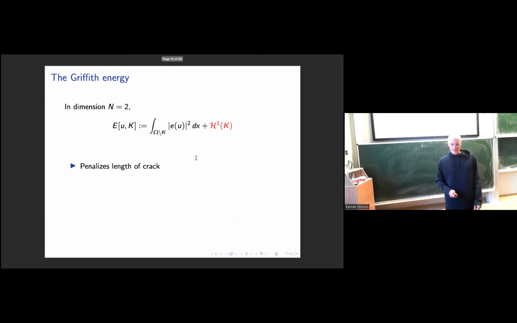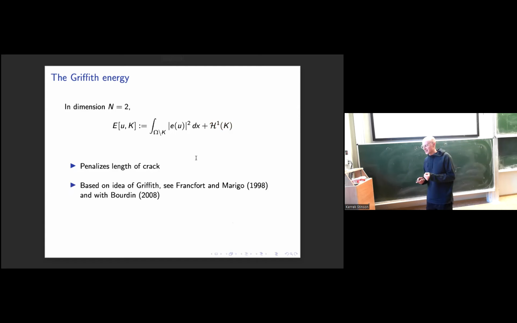The second piece that the Griffith energy penalizes, which is maybe a bit more interesting, is the length of the crack. So K is this one-dimensional discontinuity, and here we're penalizing the Hausdorff measure of this set. This is based on an idea of Griffith, which said that the amount of energy you release when you fracture a material is proportional to the size of the discontinuity or the size of the fracture. And this was put out in the mathematical community by Francfort and Marigo quite a while ago now.